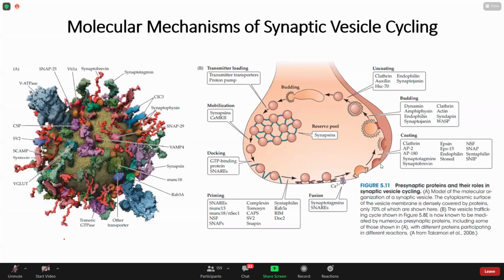One protein of interest would be, for example, synapsin. Synapsin is very important to connect the synaptic vesicles with each other, and thus they will be tethered as a network in the reserve pool, okay? Phosphorylation of synapsins by kinases would help in the dissociation of the synaptic vesicle, okay? And so synapsin is very important.